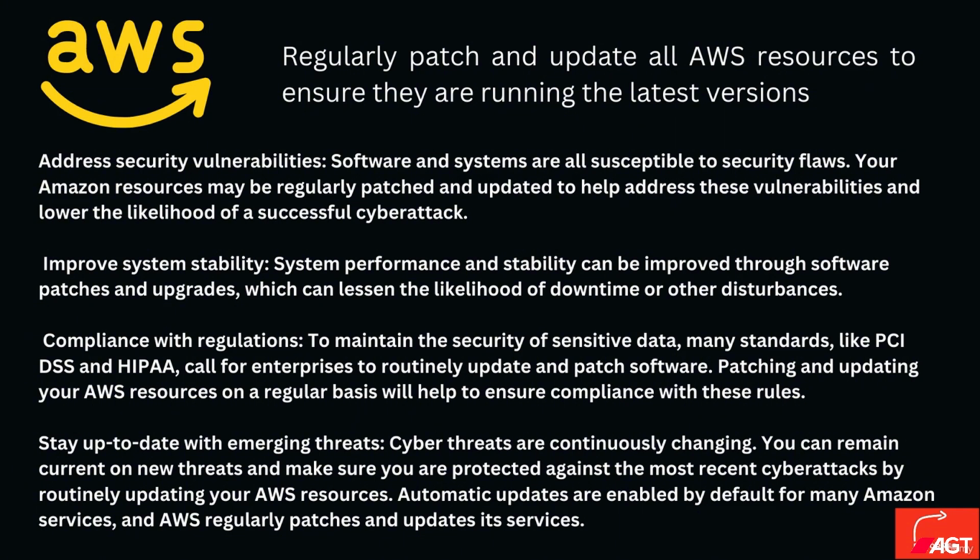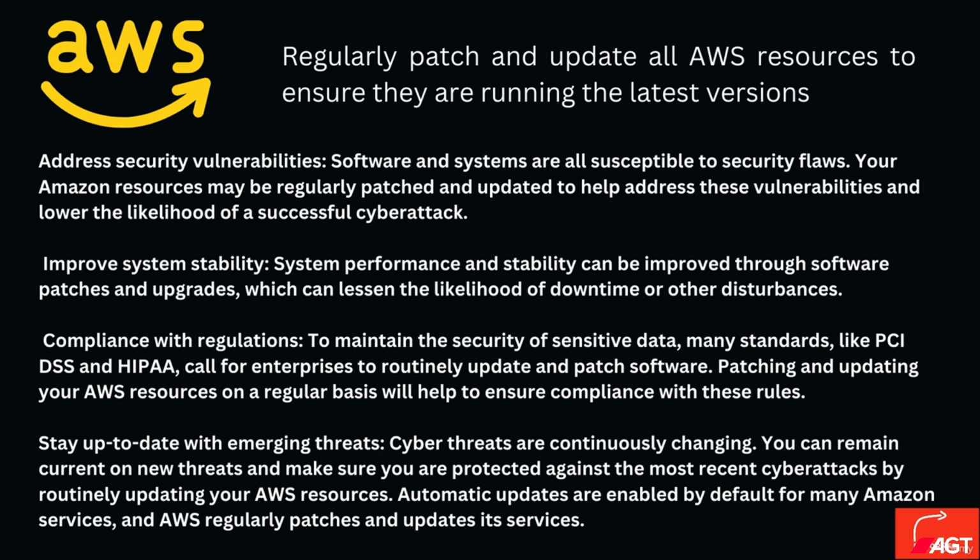Address security vulnerabilities. Software and systems are all susceptible to security flaws. Your Amazon resources may be regularly patched and updated to help address these vulnerabilities and lower the likelihood of a successful cyber attack. Improve system stability. System performance and stability can be improved through software patches and upgrades, which can lessen the likelihood of downtime or other disturbances.